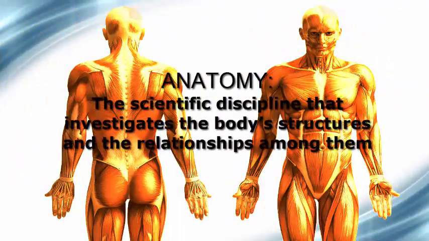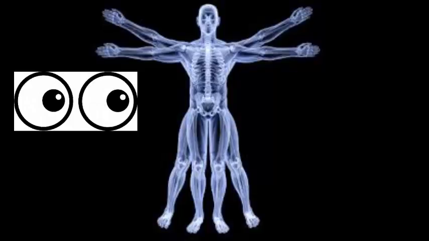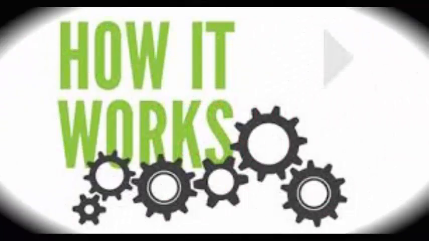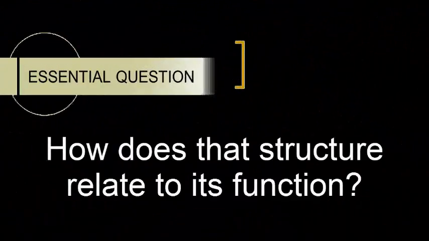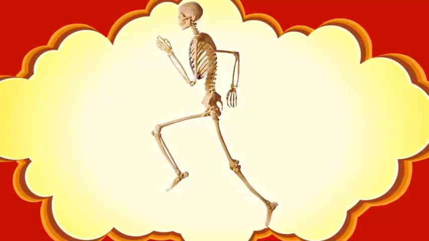Anatomy is defined as the scientific discipline that investigates the body's structure and the relationships among them. In simpler terms, what does the thing look like? Physiology is the scientific investigation of the process or function of living things, meaning, how does it work? Together, these two terms combine to ask the question, how does the structure relate to its function? An example of this is, how does the skeletal structure allow for us to move?